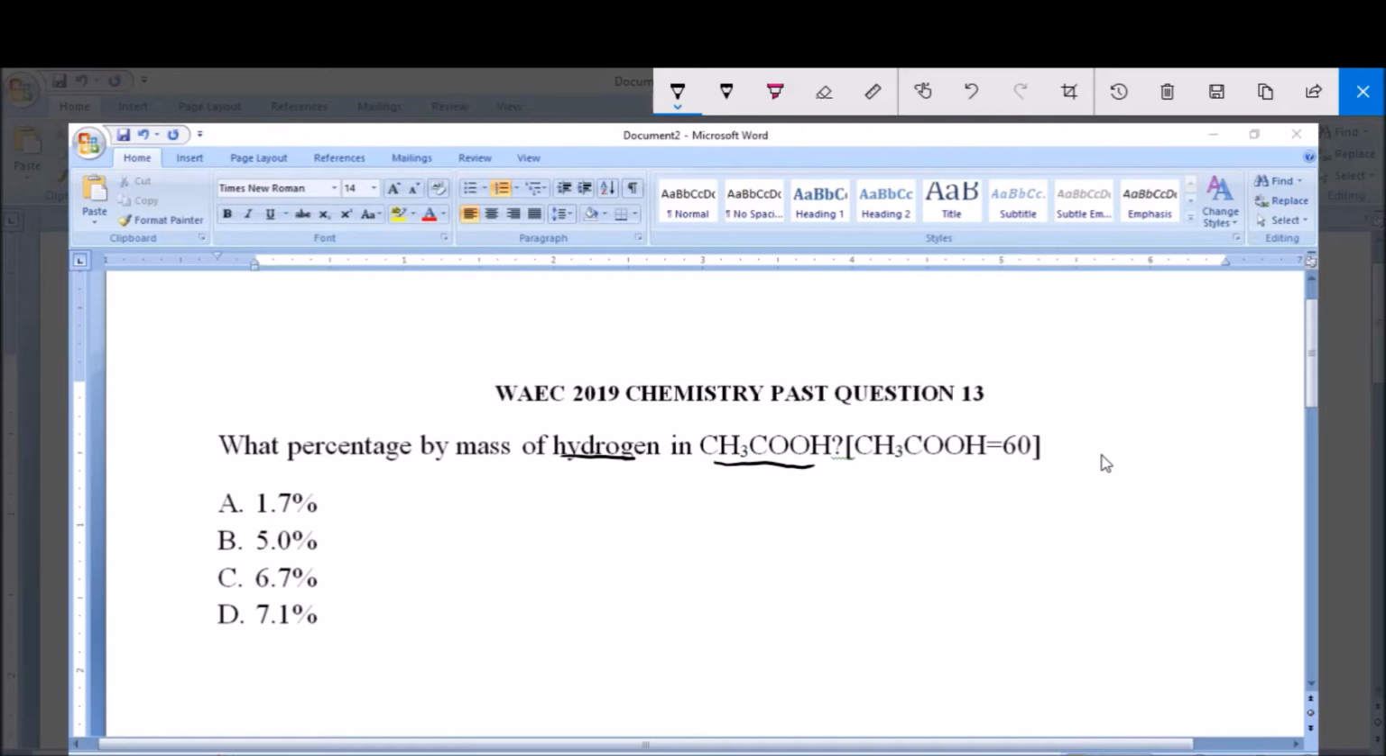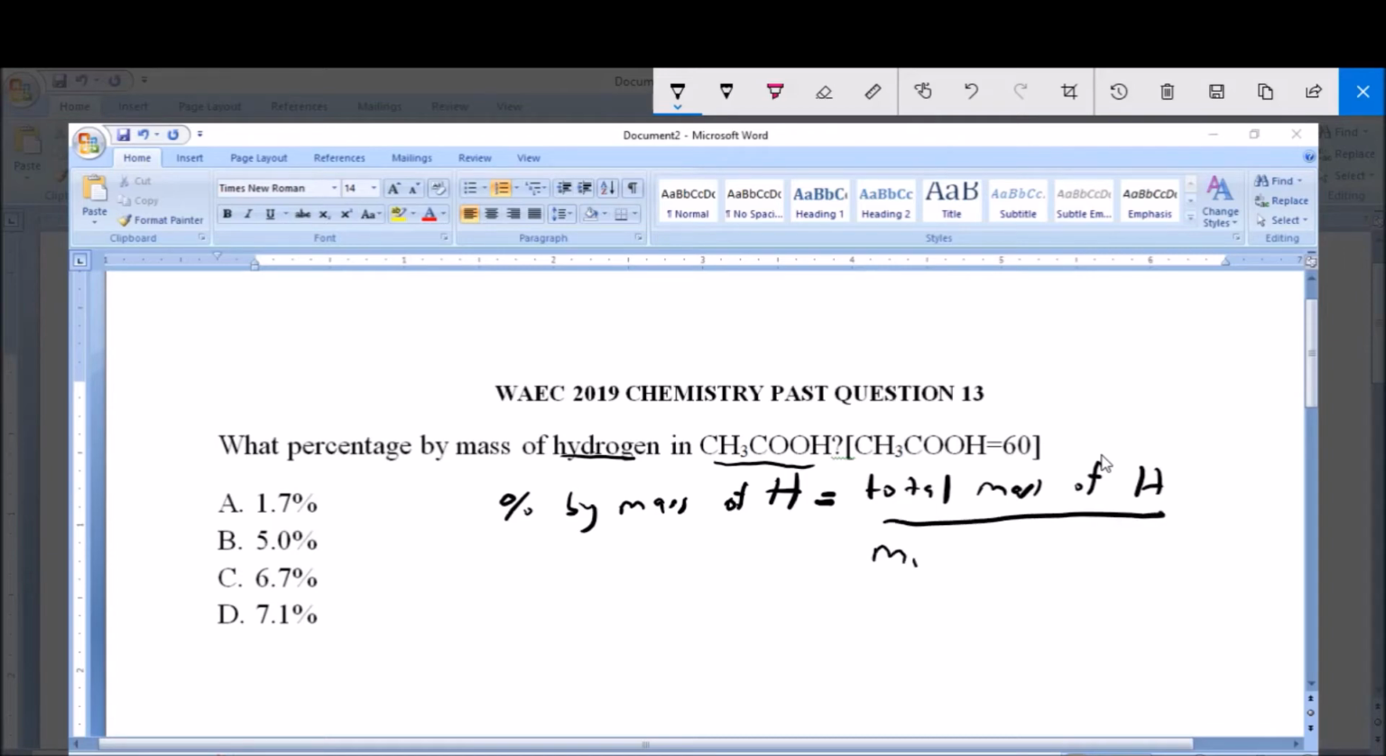hydrogen. Now, percentage by mass of hydrogen is equal to total mass of hydrogen divided by molar mass of ethanoic acid.